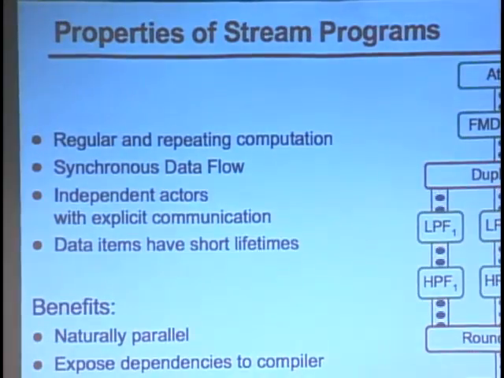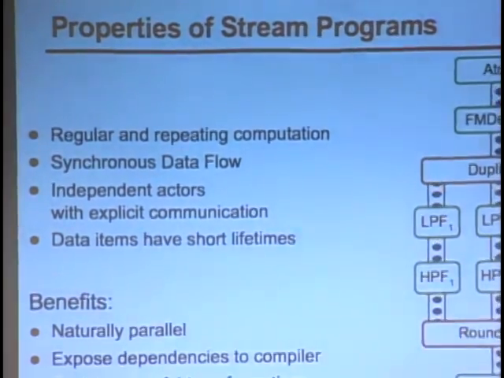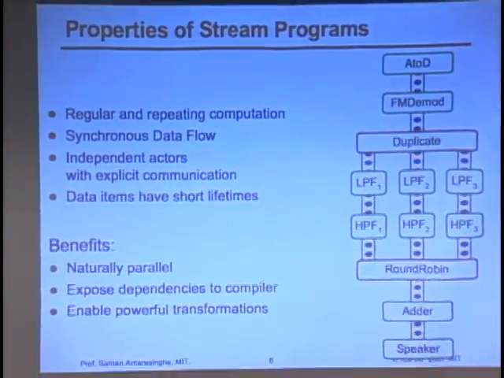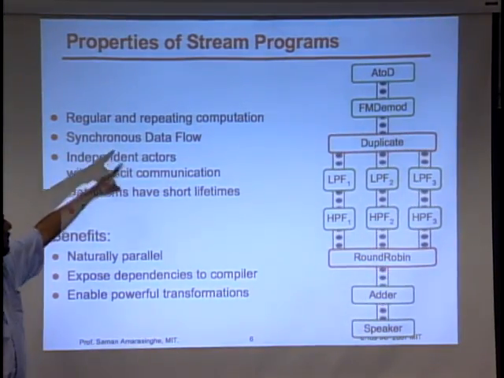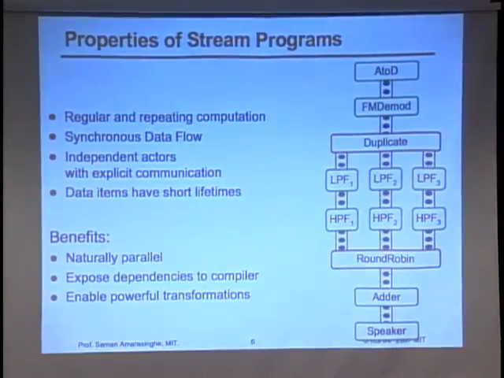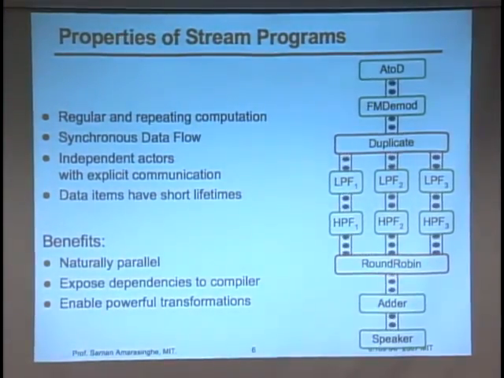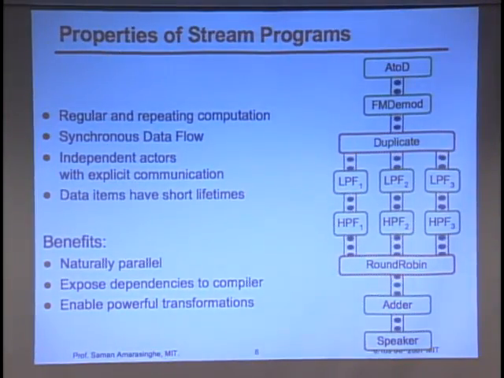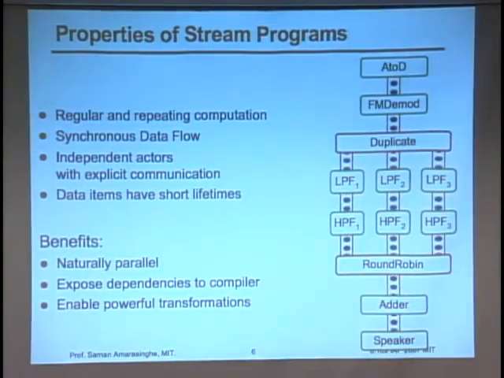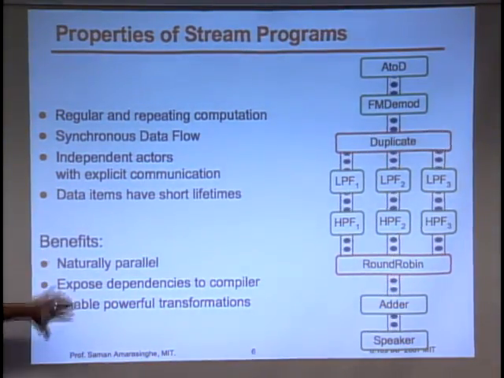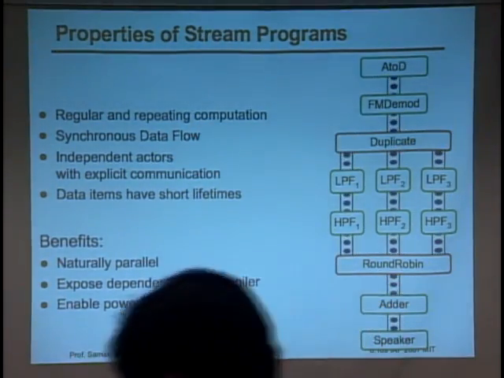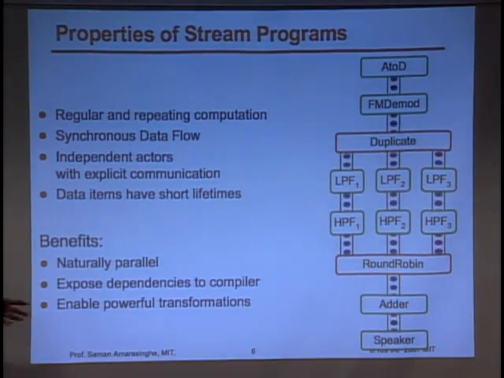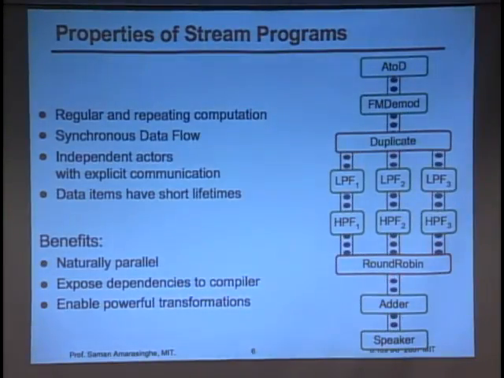So in StreamIt, in summary, you have regular repetitive computation in these filters, and this is called the synchronous data flow model, because we know at compile time exactly how the data moves, how much each filter produces and consumes. This has natural parallelism, and it exposes exactly what's going to happen to the compiler, and the compiler can do a lot of powerful transformations, as I point out.